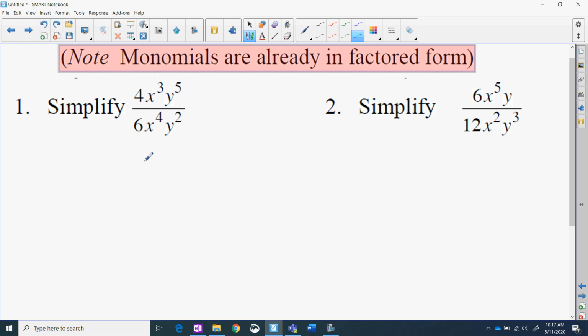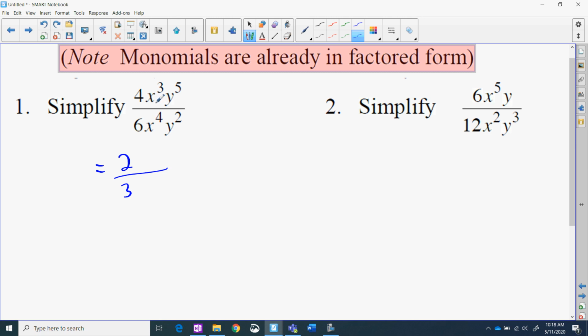Well, with monomials, all you do is divide numbers first. So you do your coefficients. So if you'd had the fraction 4 over 6, just reduce it like you normally would. So 4/6 would reduce to 2/3. Now, with variables, we don't want negative exponents. We mentioned that earlier. Rational expressions do not have negative exponents.